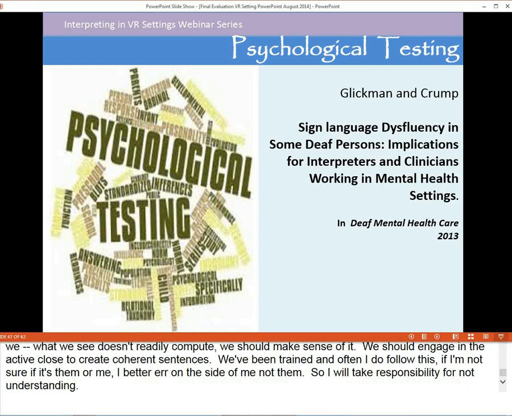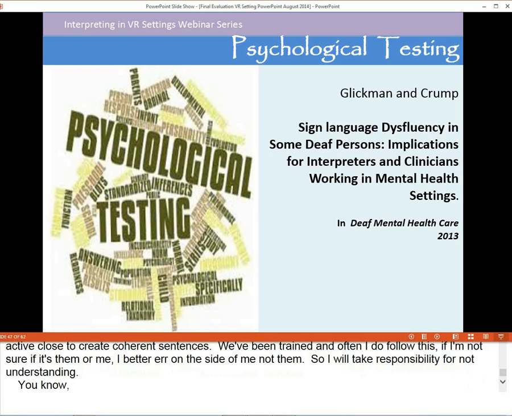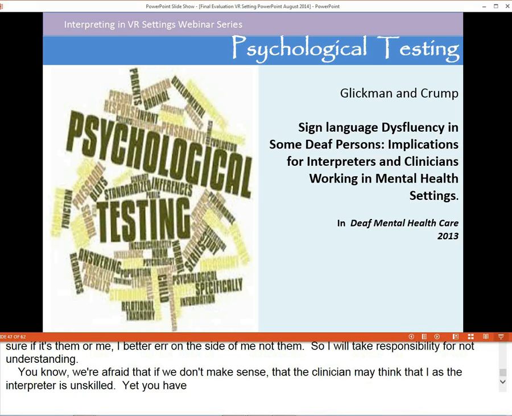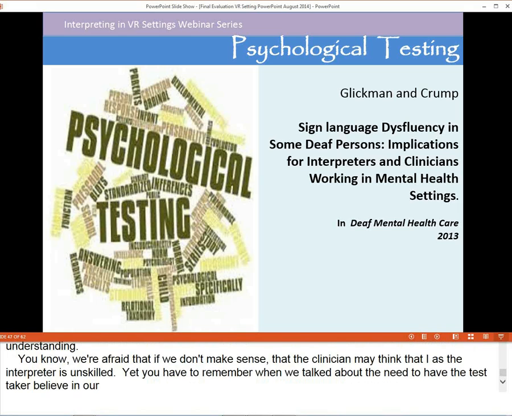We're afraid that if we don't make sense, the clinician may think that I, as the interpreter, am unskilled. Yet you have to remember when we talked about the need to have the test taker believe in our ability. So if we're not making sense, ergo, we must not know what we're doing. And now we've lost part of that dynamic.